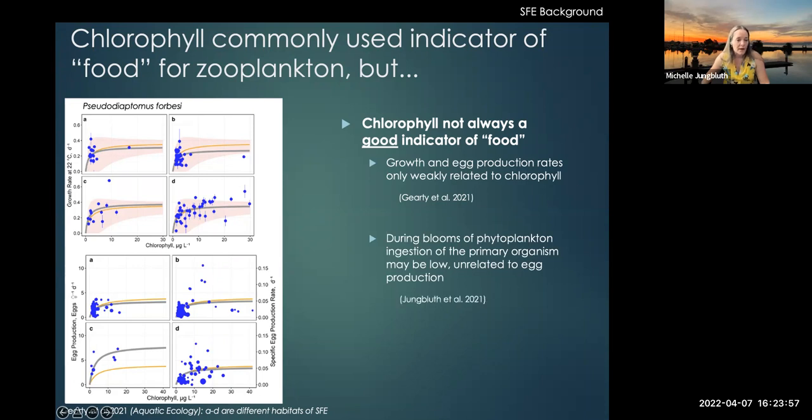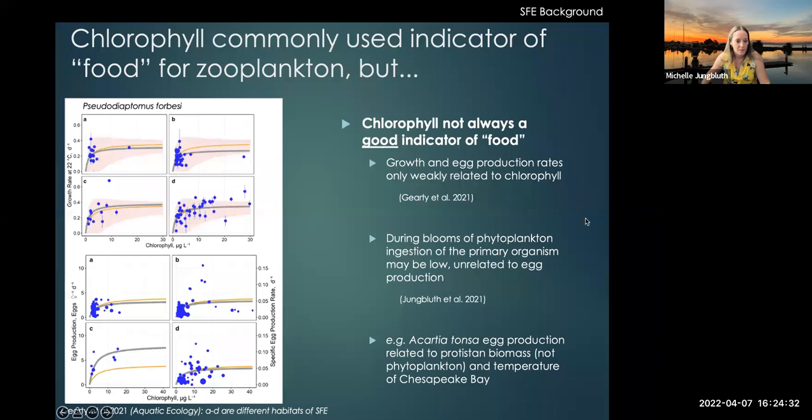In additional work that I participated in, I helped design a qPCR assay to look at ingestion of a phytoplankton bloom, the dominant organism, which is Heterosigma akashiwo, and found that the ingestion rates of the primary organism were often extremely low, and totally unrelated to egg production. And there was no relationship between chlorophyll and egg production or growth in that study either. And it's not a huge surprise.